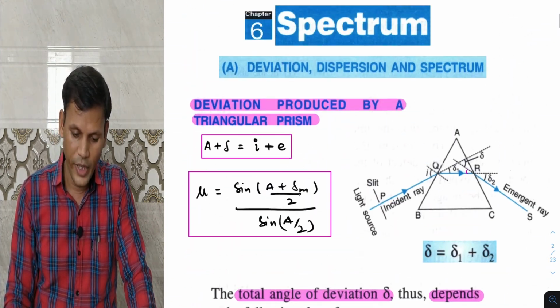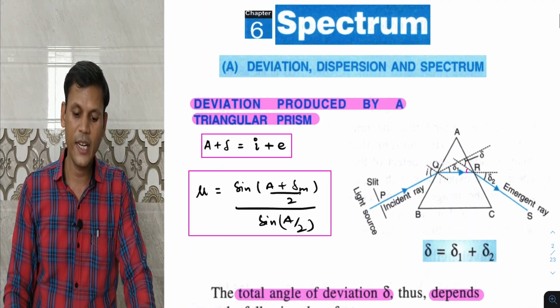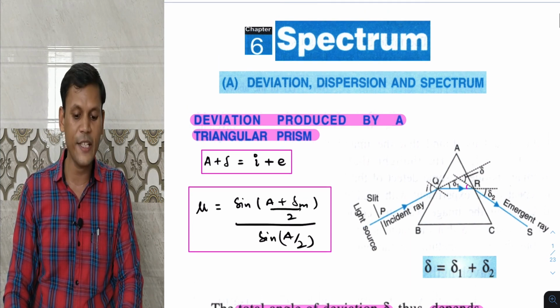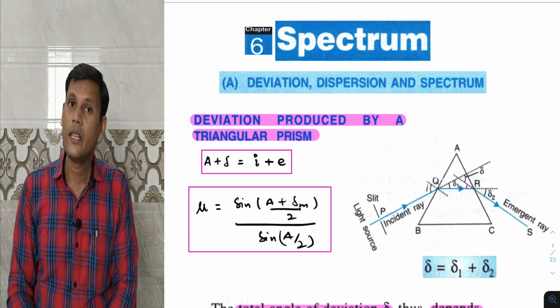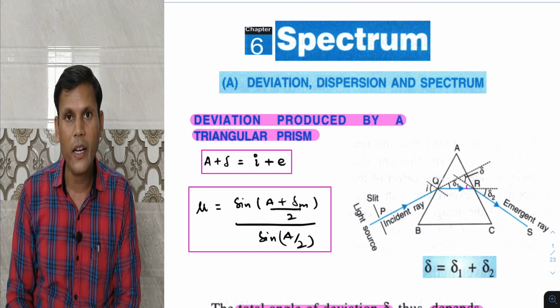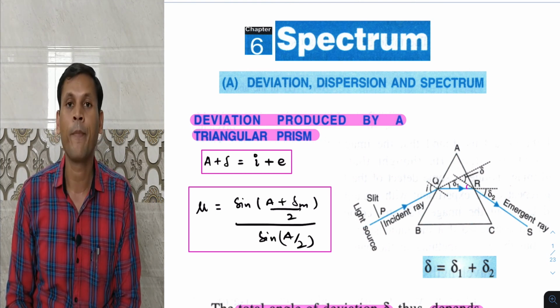Okay, so we complete A part, that is the deviation, dispersion and spectrum of chapter 6, Spectrum, for 10th ICSE.